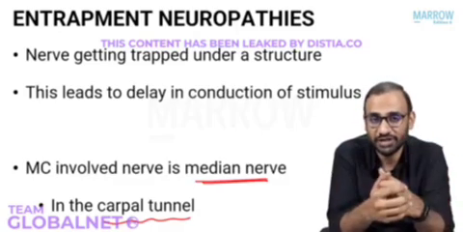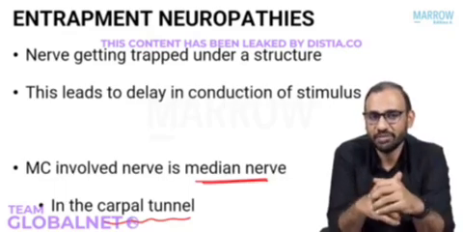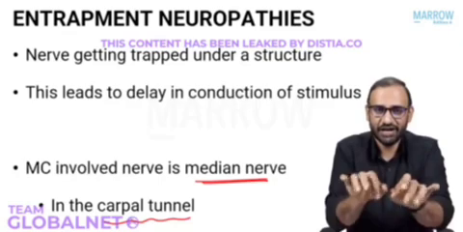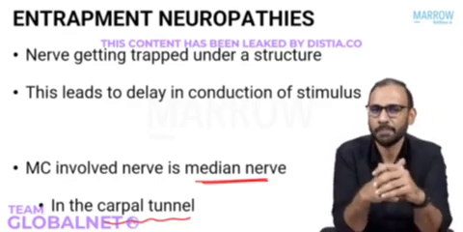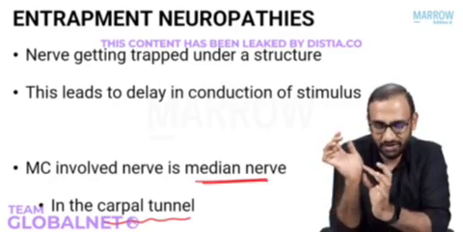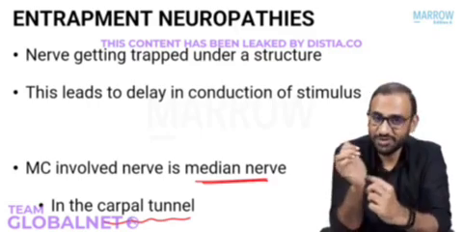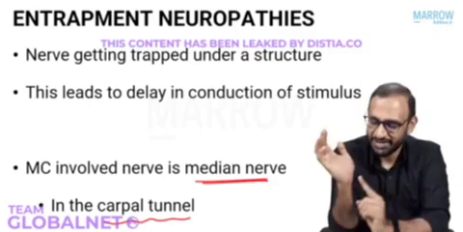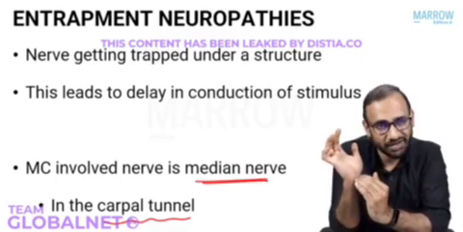You ask for her occupation, and she will say someone like a typist. Someone like a typist who will be constantly putting their hand and typing on the keyboard, compressing this part of the wrist. So essentially what is happening here is that the median nerve, which passes under the flexor retinaculum, as orthopedic surgeons say, or transverse carpal ligament, as anatomists say, gets compressed under it.